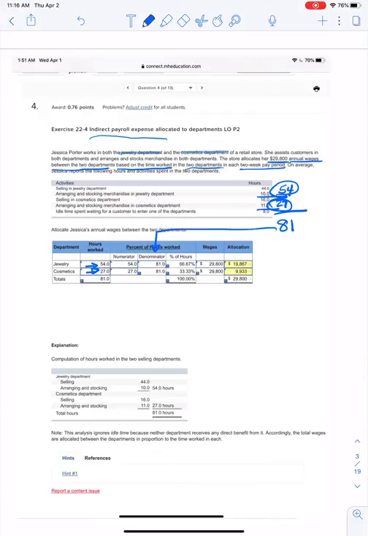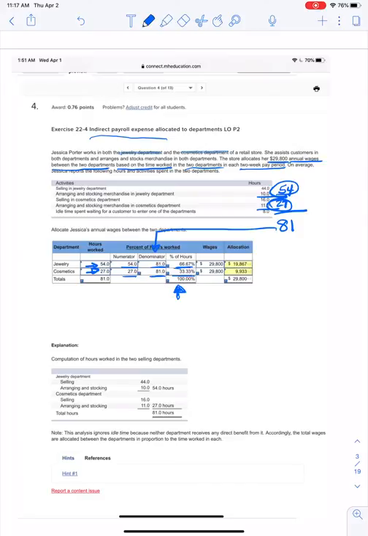So for jewelry, I'll take my 54 hours spent in jewelry, divide it by my 81 total hours, and I'll see that 2/3 of her time is spent in the jewelry department in this pay period. And then I'll see that for cosmetics, only 27 out of 81 hours were spent in cosmetics. So that is 1/3 of her time, and we see that we have properly allocated all 100% of her time.